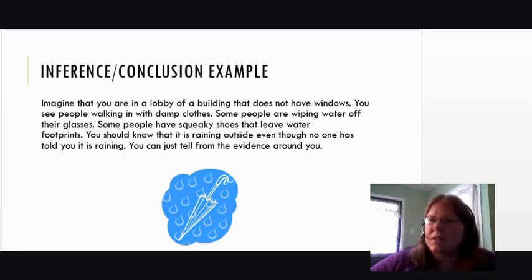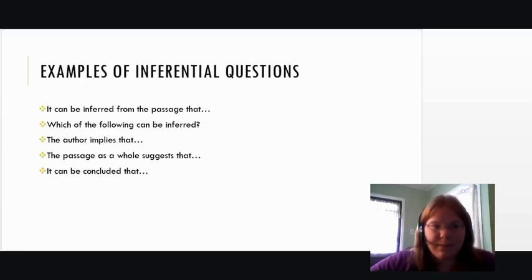If your parents come in, stomping, throw their stuff down, they're groaning, they're snapping, you can probably infer that they've had a tough day. And therefore, you can make the educated guess that this may not be the best time to ask them for something. You might want to wait a little bit. So right there, you've made an inference. You have drawn a conclusion based on evidence that you've observed. So that's all that this is. We're just doing it with reading now instead of just in life.